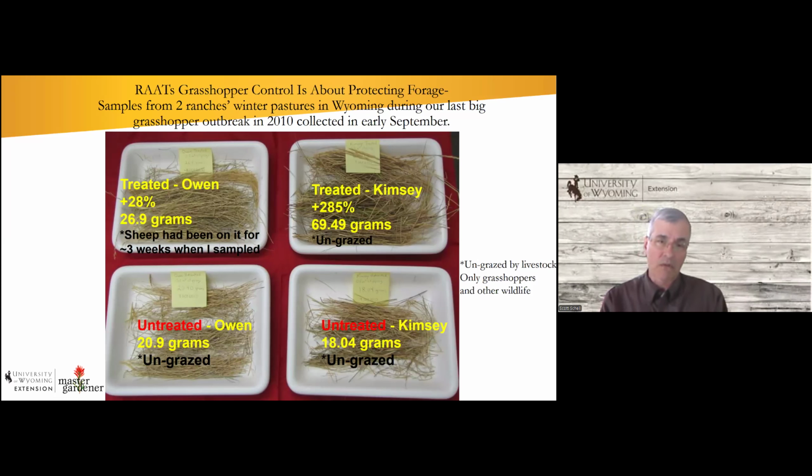On the Owen Ranch, the site that was treated, when I went in to sample the vegetation in early September, they unfortunately had to bring their sheep on about 3 weeks before I sampled. So there had been some grazing going on. It still exceeded the amount that was untreated and was ungrazed by anything other than wildlife and grasshoppers. And then you can see here on the Kimsey Ranch, it was quite a bit more forage left behind. This is the dry weight of the forage compared to the untreated, ungrazed area. So that's what we're aiming for. If the grasshoppers didn't eat the forage, we could ignore them, but that's why they're a problem.